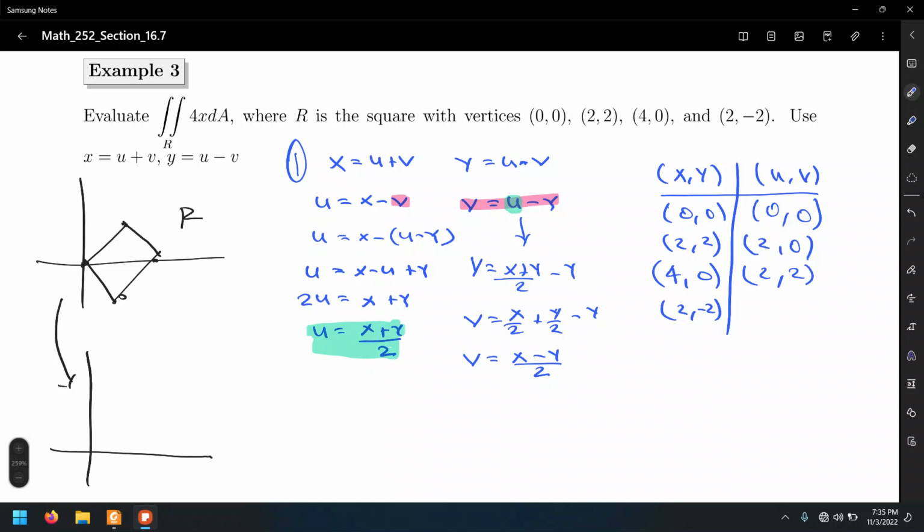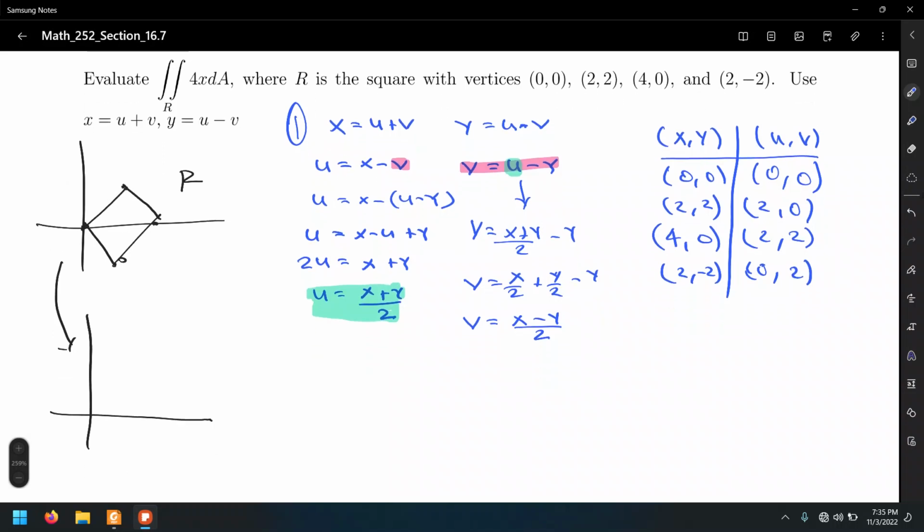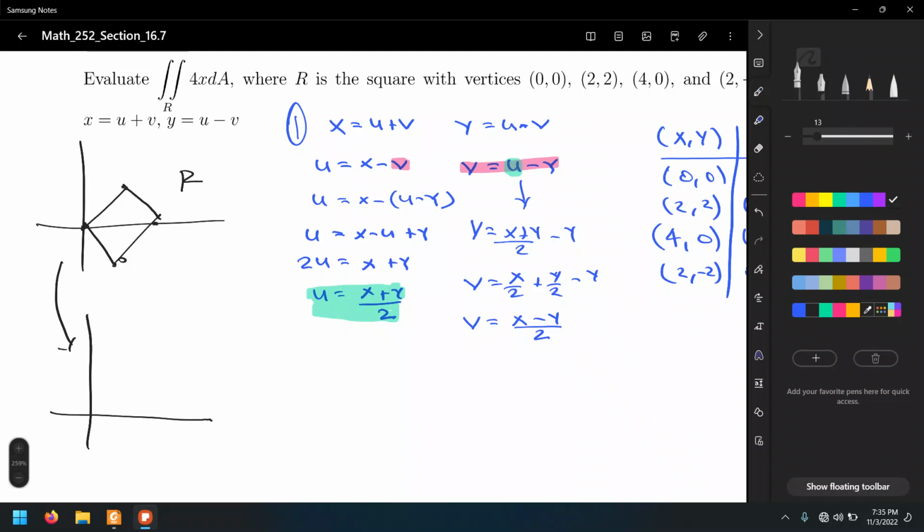And lastly, 2 plus negative 2, that's a 0, over 2, which is 0. And 2 minus negative 2, careful there, because that turns into an addition. That's a 4, and 4 over 2 is 2. So we're going to plot these 4 points in the new Cartesian plane that we created here.